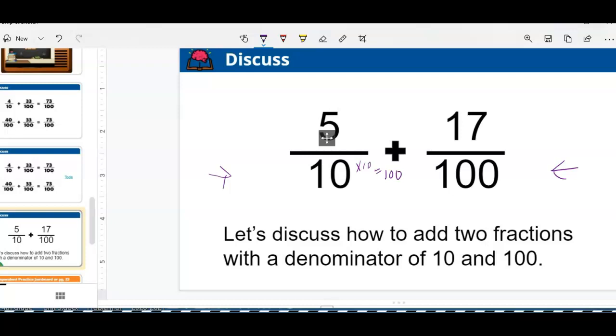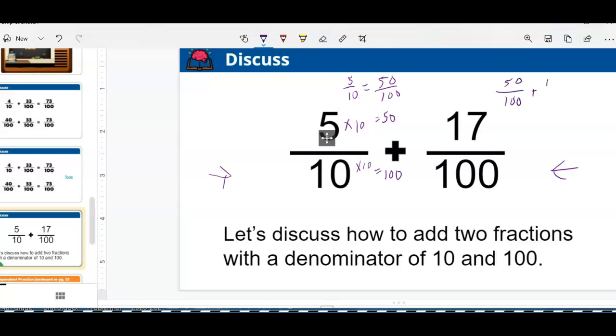So we have to do the same thing to the top up here. So if we multiply by 10 at the bottom with the denominator, we have to do the same thing at the top with the numerator. And that becomes 50 over 100. So we've changed 5 tenths to now become 50 over 100 because they are equivalent to each other. So now we can effectively add those 2 fractions together because now we have 50 hundredths and 17 hundredths.